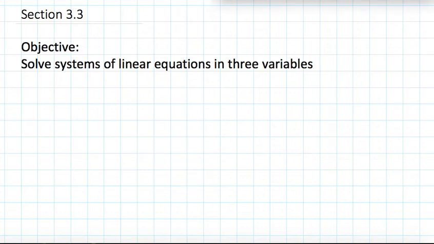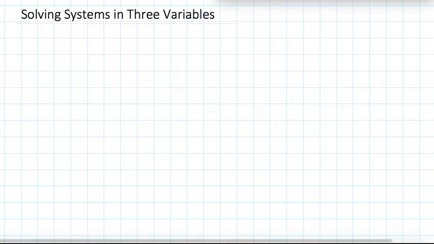This video is for section 3.3. Our objective in this section is to solve systems of linear equations in 3 variables. Previously, all of our equations have only had 2 variables, so now we're going to look at equations with 3.